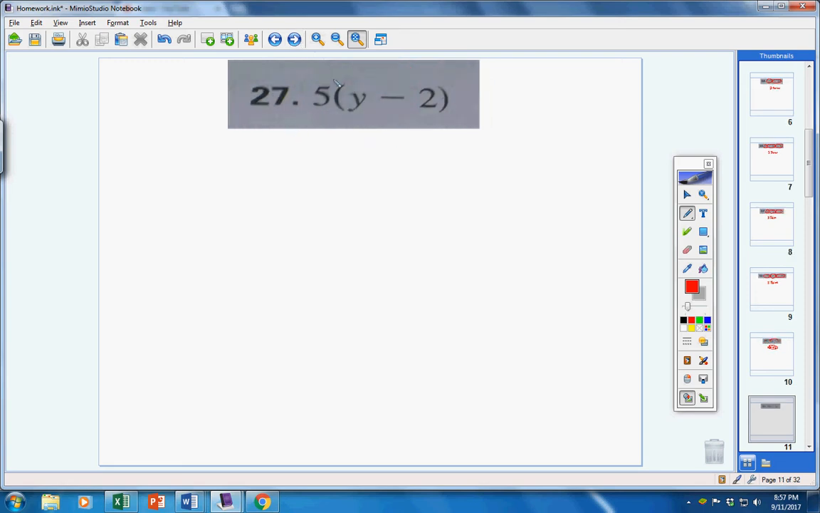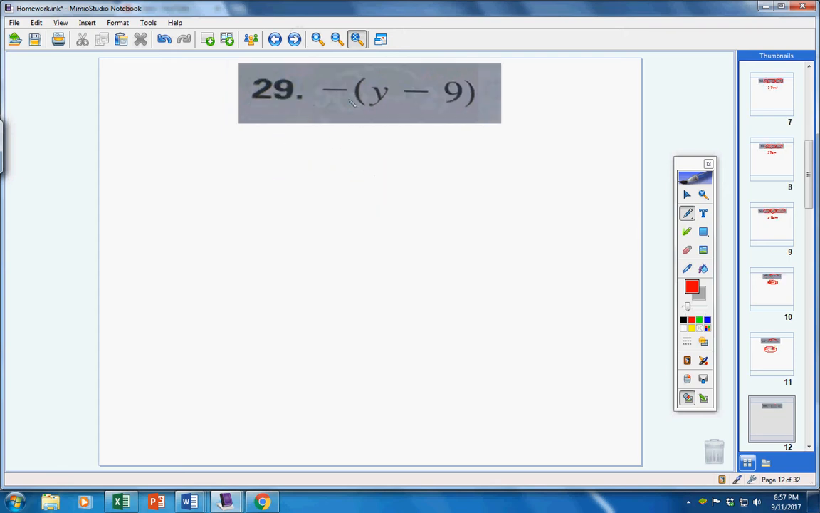Number 27, take your 5 and multiply it through. Positive times a positive is positive. 5 times y is 5y. Positive times a negative is a negative. 5 times 2 is 10.